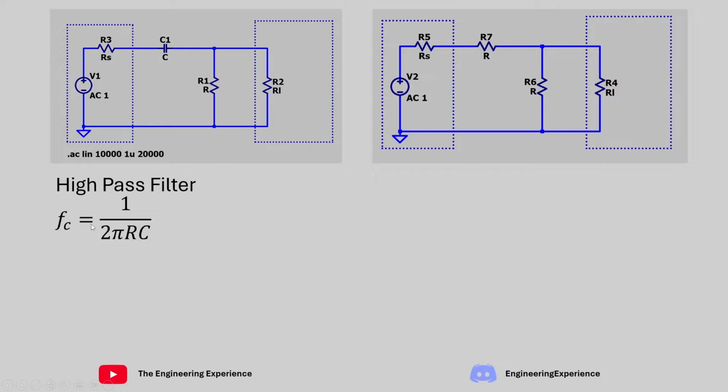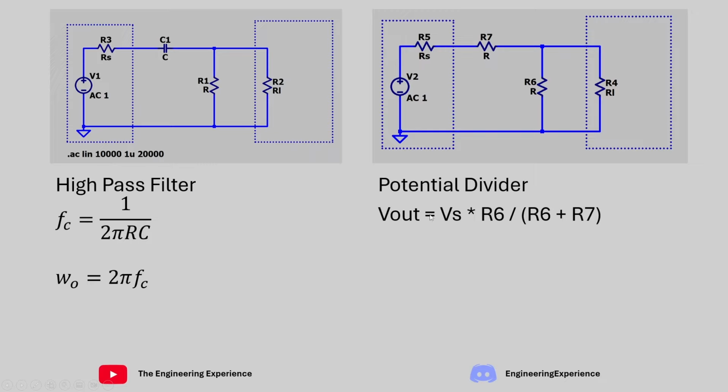For the high pass filter, we can calculate the cutoff frequency with this equation on the screen. That's 1 over 2 pi RC, R being this resistor over here and C being this capacitor over here. In the question, we have omega naught, which is equal to 2 pi f. The output from a potential divider can be calculated with this equation over here. R6 is this bottom resistor and R7 is this top resistor. For this equation, obviously we are ignoring R4 and R5. And in the question, we have a gain of 0.5, so both of these resistors will need to be of equal value.